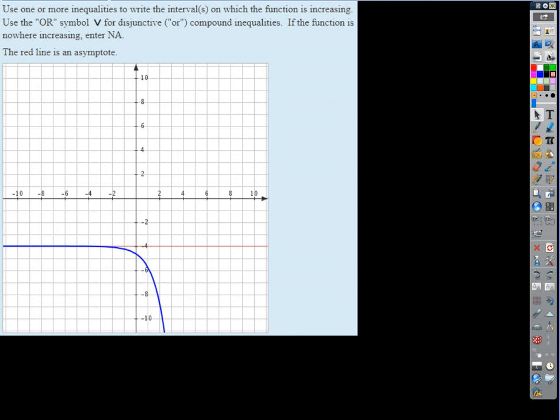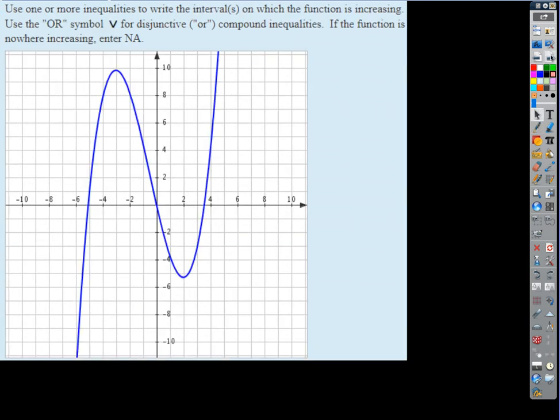So where is it increasing? What do you think? Where's it increasing? But increasing, remember, that means as we walk in the positive x direction, we're walking uphill. Are we ever walking uphill? No, we're always walking downhill, aren't we? It's decreasing everywhere. So it's increasing nowhere. Right?